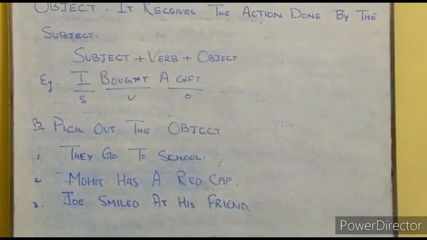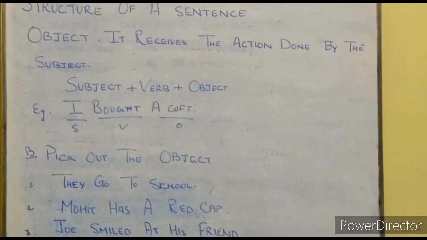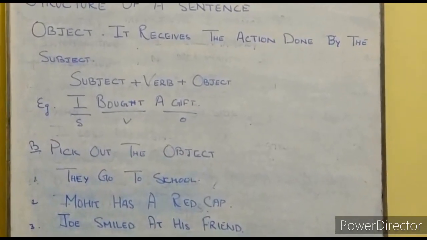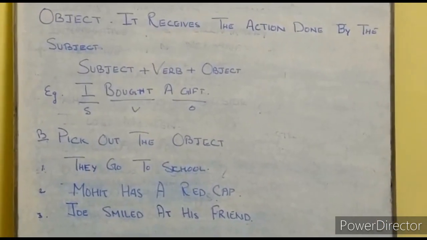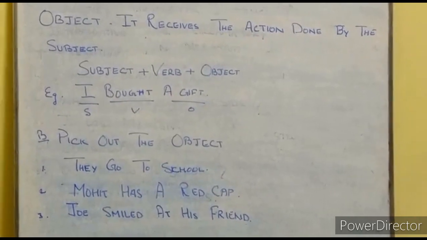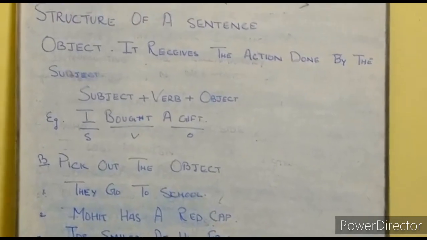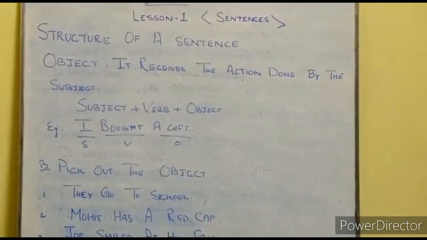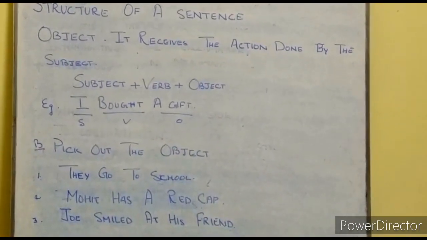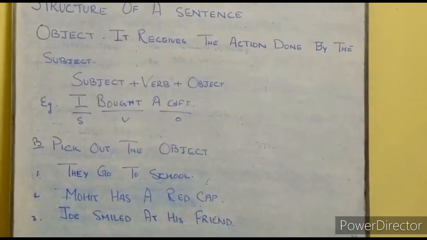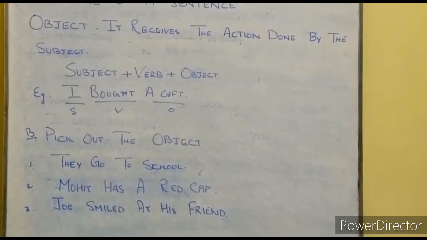Now do this exercise. I have given you only 3 sentences. You have to pick out the object in these 3 sentences. I am waiting. Note down. Number 1, they go to school. Full stop. Number 2, Mohit has a red cap. Number 3, Joe smiled at his friend.